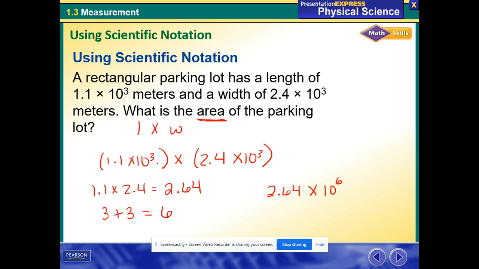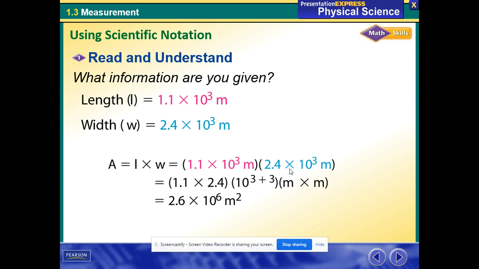Last but not least, our unit was meters. So meters times meters gives us meters squared. So our answer is 2.64 times 10 to the 6th meters squared. And then here, notice they just rounded it to 2.6 times 10 to the 6th.